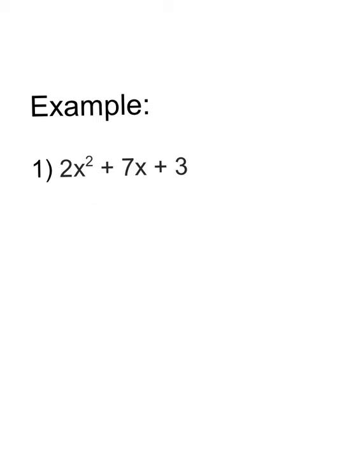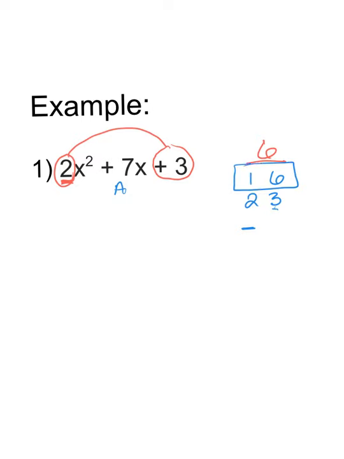So if we look at example number 1, there's a number in front of my x squared. So either draw your headphones or write AC. Off to the side, 2 times 3 is 6. Now we're looking for factors that multiply to 6, but that add to 7. So I'm going to list my factors, 1 and 6, 2 and 3. The next set would be 3, but it's already on my list here, so these are the only factors. The ones that add to 7 are 1 and 6.